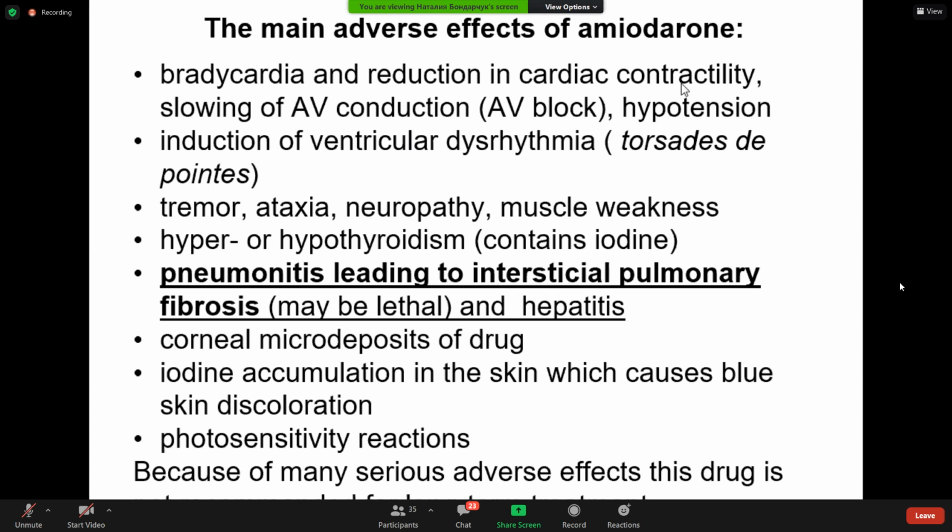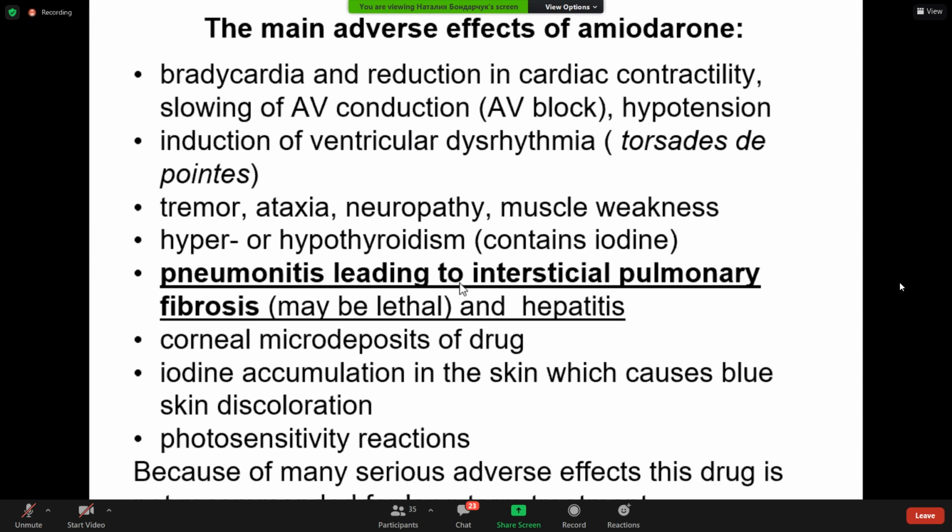So hypotension is due, for example, to inhibition of alpha adrenoceptors, also due to inhibition of calcium channels. Induction of ventricular dysrhythmia, especially type torsades de pointes, is due to prolongation of the third phase, rapid repolarization. It causes the increased duration of the third phase because it inhibits potassium channels. Tremor, ataxia, neuropathy, muscle weakness. Hyper or hypothyroidism, because amiodarone contains iodine in its structure.